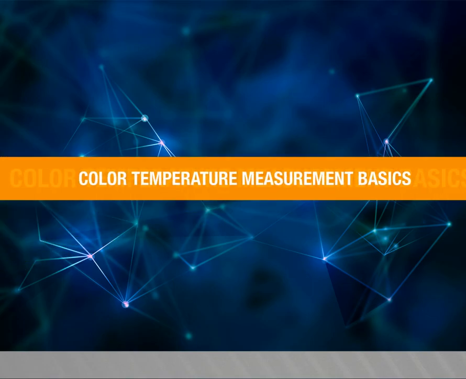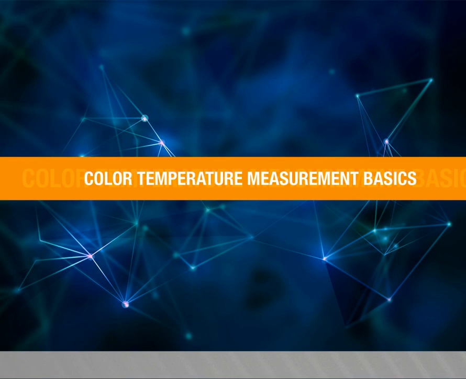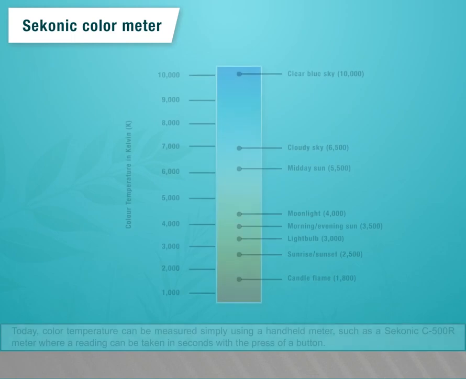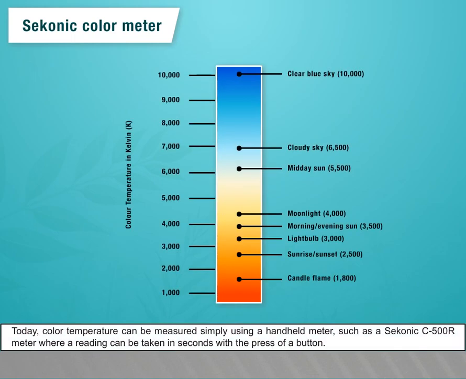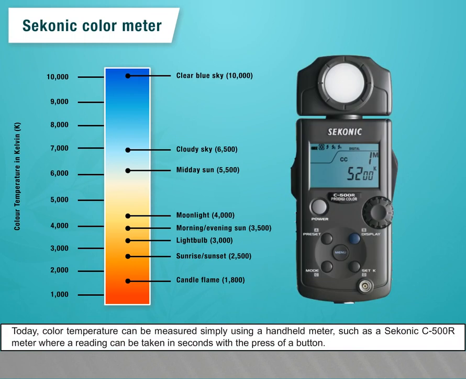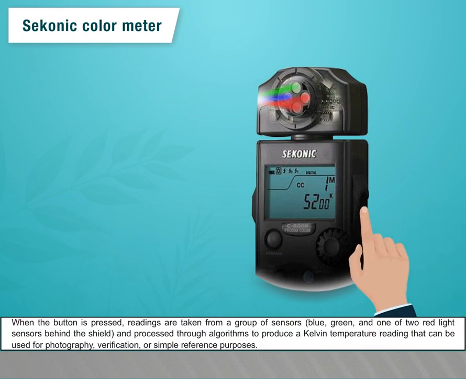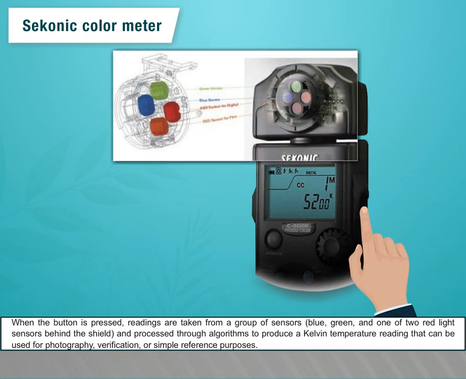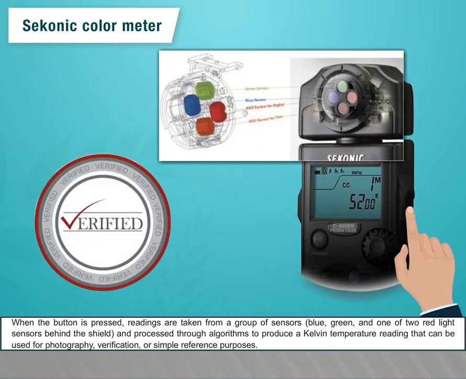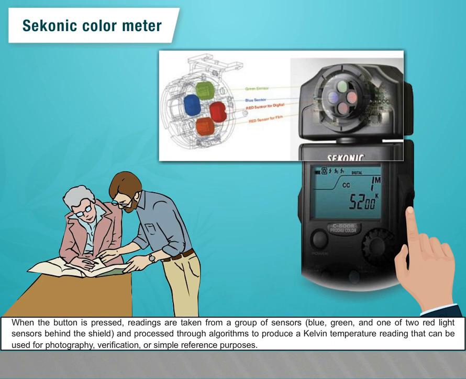Color temperature measurement basics. In this video, we are going to see about color temperature measurement basics. Seconic color meter. Today, color temperature can be measured simply using a handheld meter such as a Seconic C500R meter, shown in the figure, where a reading can be taken in seconds with a press of a button. When the button is pressed, readings are taken from a group of sensors, blue, green, and one of two red light sensors behind the shield, and processed through algorithms to produce a Kelvin temperature reading that can be used for photography, verification, or simple reference purposes.